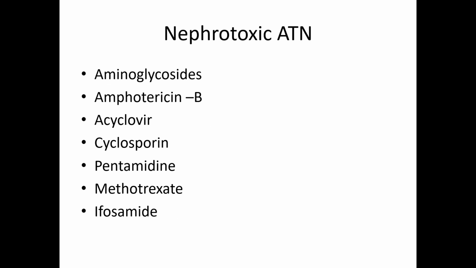Important nephrotoxins which can lead to acute tubular necrosis are the aminoglycosides, that is gentamicin, kanamycin, amikacin. Then the antifungal drug amphotericin B, which is commonly used these days for mucormycosis in COVID patients. Though we are using liposomal amphotericin B, it is still toxic. It is not safe. So the kidney function should be monitored when the patient is on the antifungal drug.